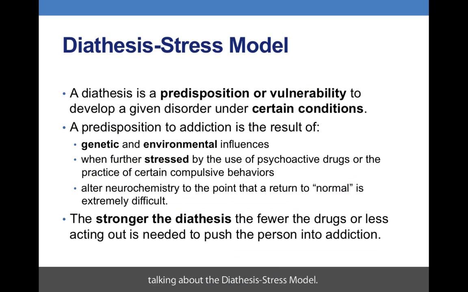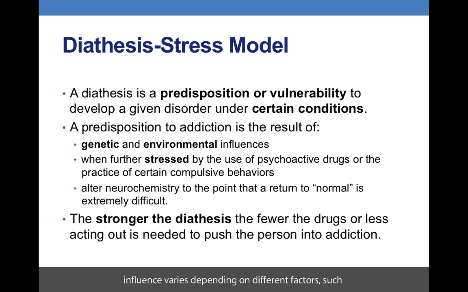We will now move into talking about the Diathesis-Stress Model. A diathesis is a predisposition or vulnerability to develop a given disorder under certain conditions. The Diathesis-Stress Model really looks at both the biological predisposition and how that is also impacted by environmental factors, so that nature-nurture debate that we hear a lot about in psychology. The person who has a predisposition will have the genetic and environmental factors combined with both the availability of the drug or the practice of certain behaviors.